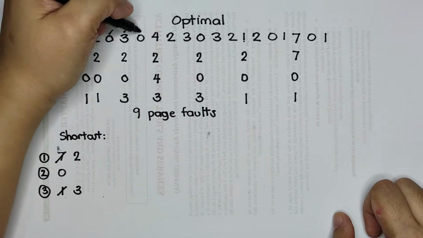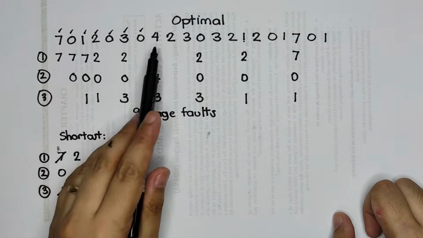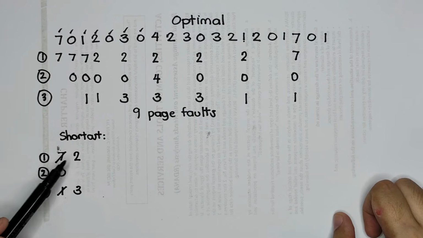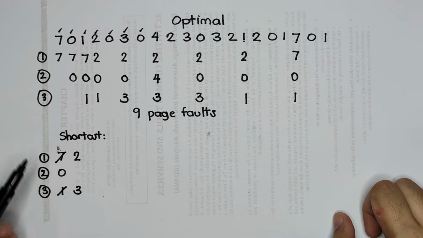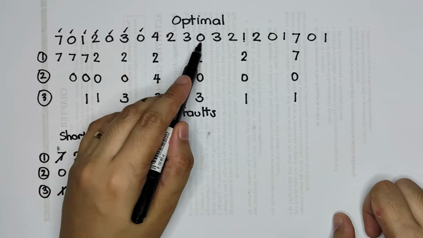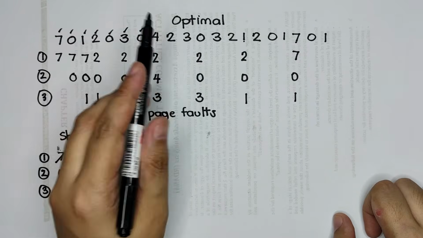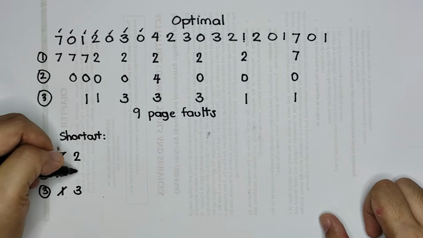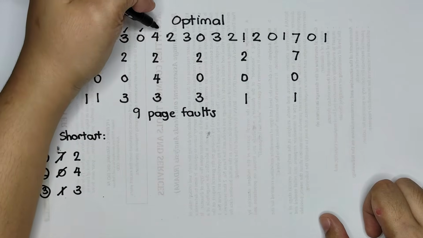So we already have 0 there. Next is we have 4. So 4 is not yet in any of the page frames. So the current value of the page frames is 203. So which of them will not be used for the longest period of time? It is 0. So replace 0 with 4.